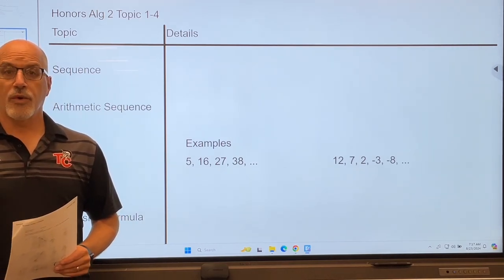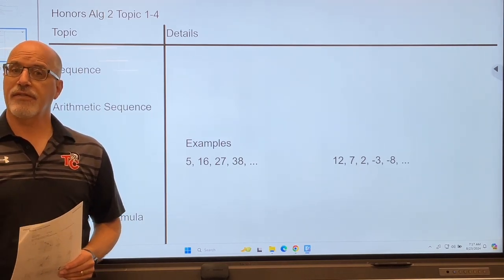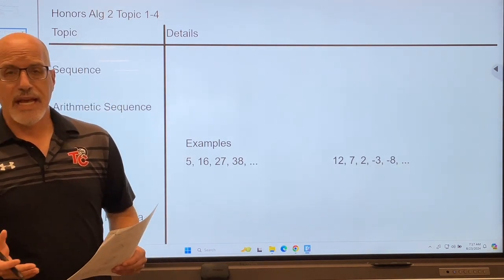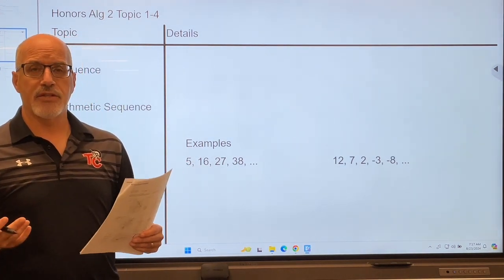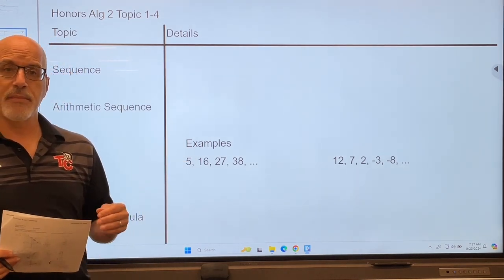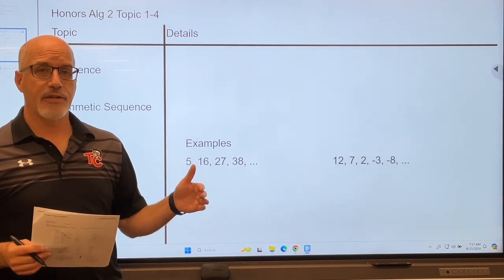For this lesson, we're going to look at something different than the graphs we've been looking at. Instead, we're going to look at lists of numbers and how to describe them. These are called sequences. So our objective is to understand arithmetic sequences and series.